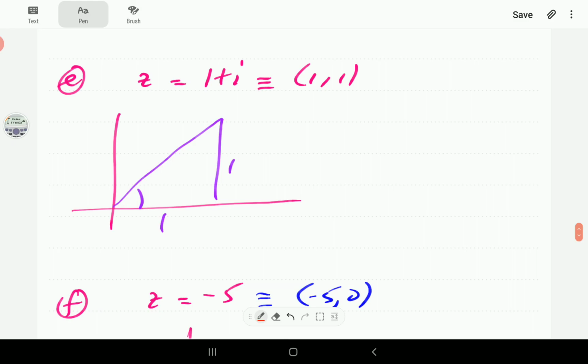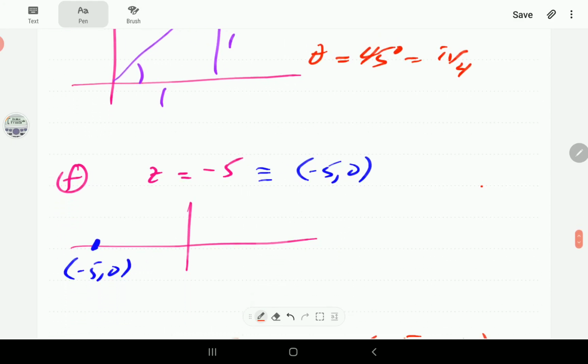In E, we have 1 plus i, so the corresponding coordinates are 1, 1, so we're in the first quadrant. We've got a triangle here with 1 and 1, so that means the radial distance is going to be root 2. If this is 1, 1, this is isosceles, so that means theta is going to be 45, or pi over 4, again just by inspection.